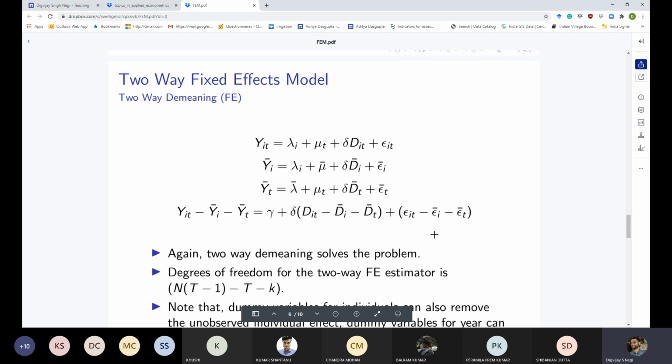And then, like we have had lambda i's in the previous example, you can also think of a fixed effect which does not vary across individuals but just varies over time. So like lambda i's, you can also imagine mu t's here. Okay, what would these mu t's be?